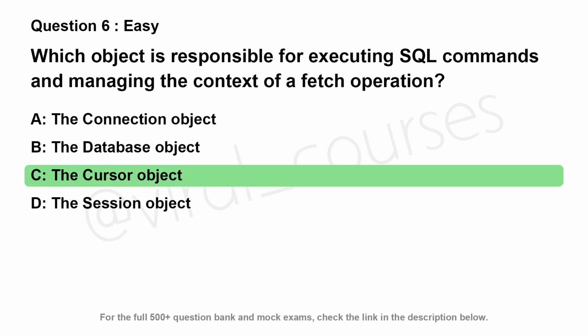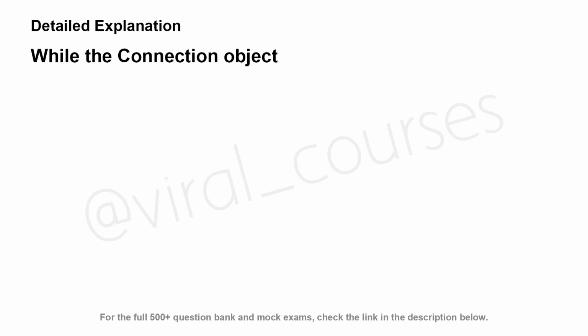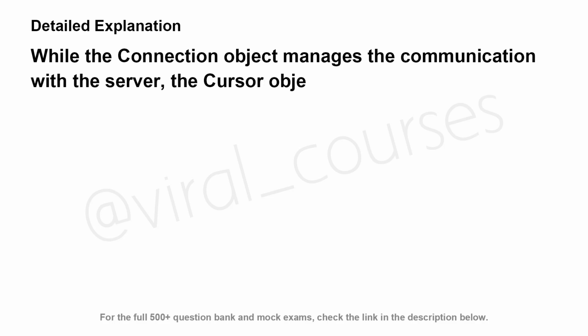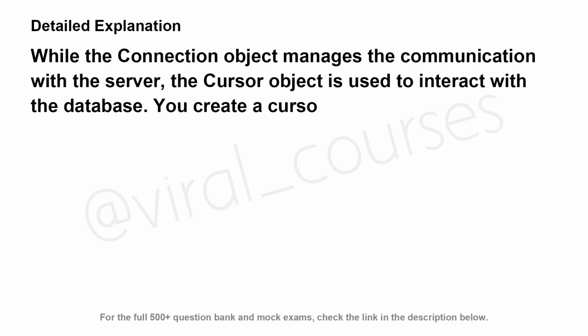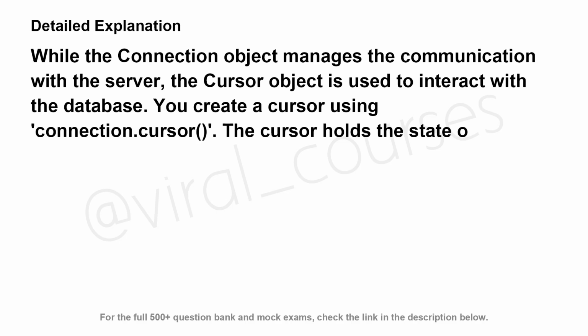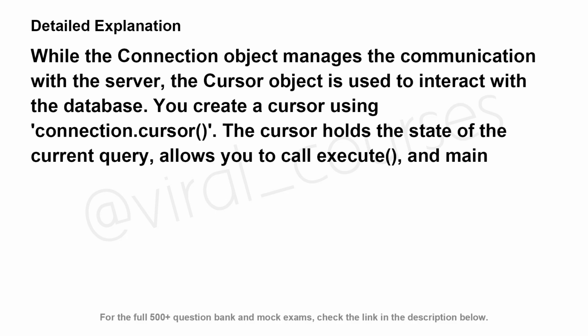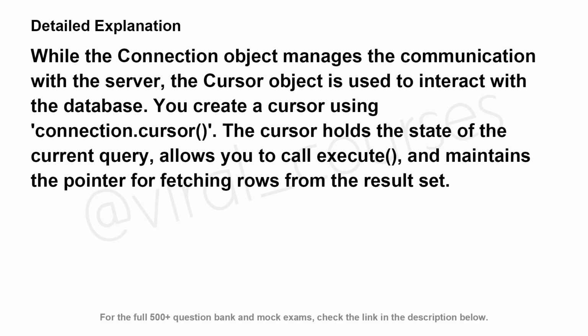The correct answer is C. While the connection object manages the communication with the server, the cursor object is used to interact with the database. You create a cursor using connection.cursor(). The cursor holds the state of the current query, allows you to call execute, and maintains the pointer for fetching rows from the result set.